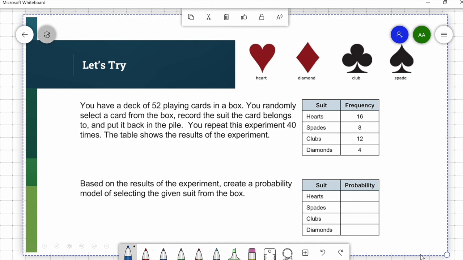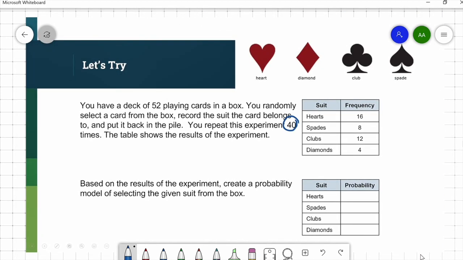So say you have a deck of 52 playing cards in a box. You randomly select a card from the box, record the suit the card belongs to, and put it back into the pile. You repeat this experiment 40 times. The table shows the result of the experiment. So if you notice on the right-hand side, we have a table that shows the result of our experiment. We repeated the experiment 40 times.